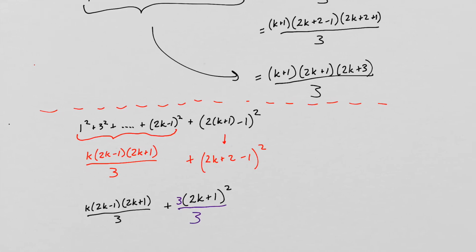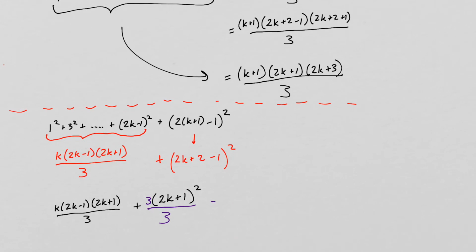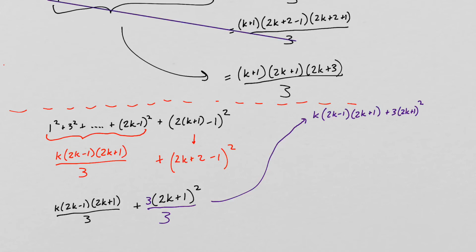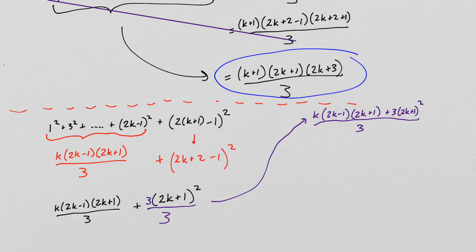All right, so I'm running out of space on this app, but I think we can make it happen. We're coming up to here. So here we have k times (2k minus 1) times (2k plus 1) plus 3 times (2k plus 1) squared, all divided by 3. We're going to try to manipulate this, and luckily we know what we're trying to get to. We're trying to get to this whole thing. If we can make that happen, we'll be happy, though I'm looking at it and it's feeling unlikely.